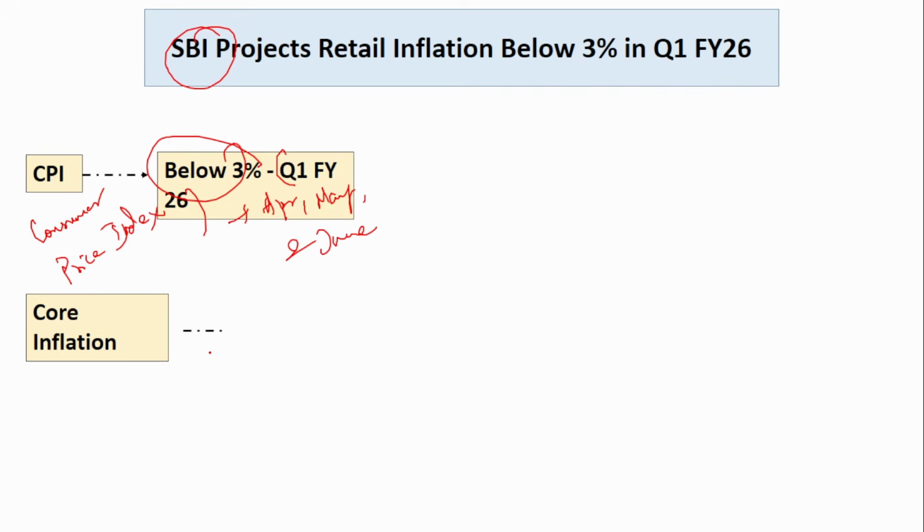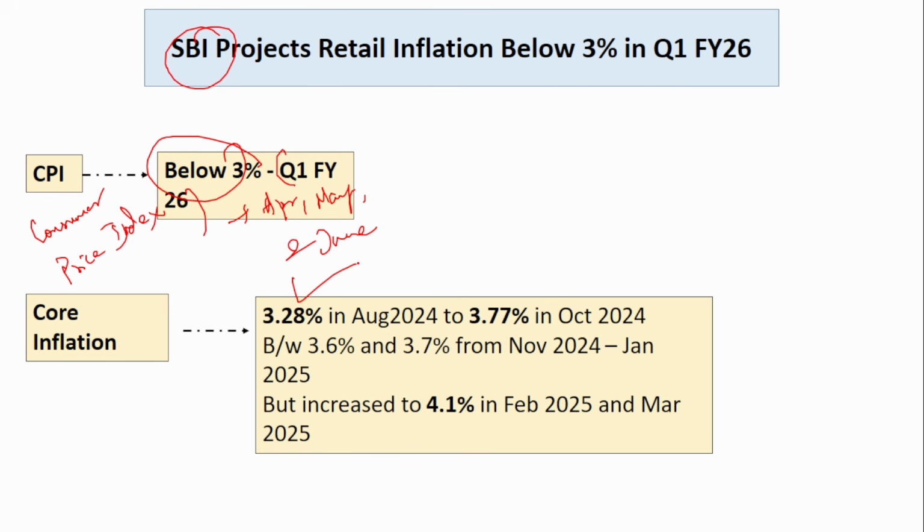And core inflation was 3.28% in August 2024 and 3.77% in October 2024. Similarly, even from November to January, the range was between 3.5 and 3.7, but it crossed 4% in February 2025 and March 2025. Before that, in August, October, November and December, it was well below 4%. That is the core inflation I am talking about.